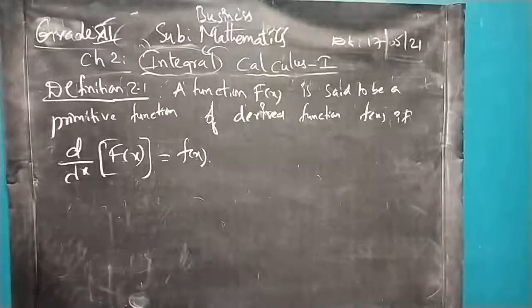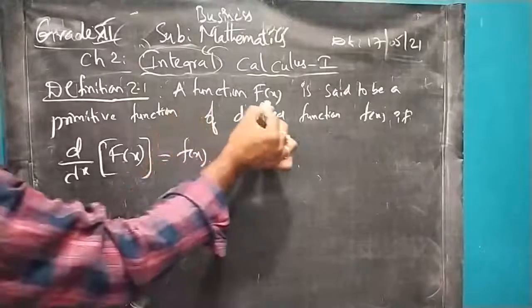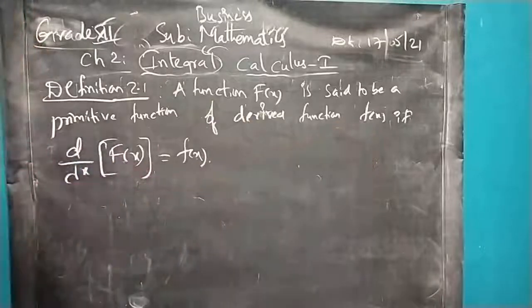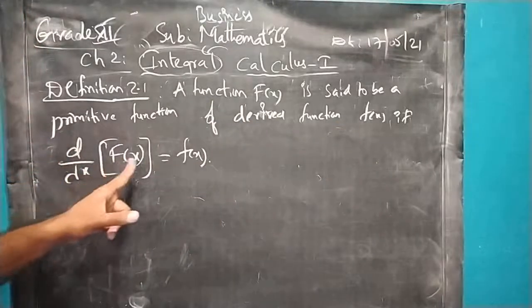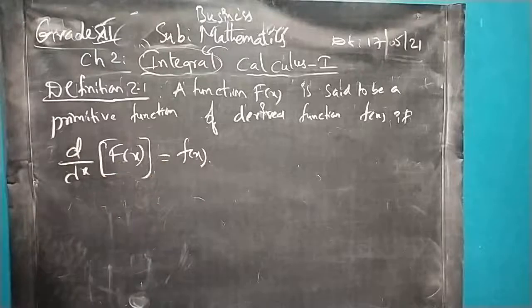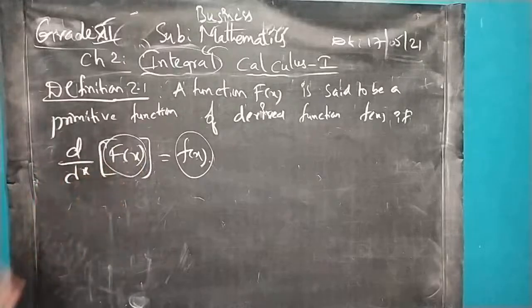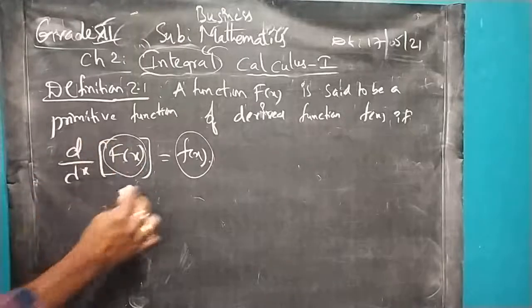Next, let us see this definition. A function capital F of x is said to be a primitive function of the derived function small f of x if d by dx of capital F of x is equal to small f of x. So small f of x is called the derived function, and capital F of x is called the primitive function.